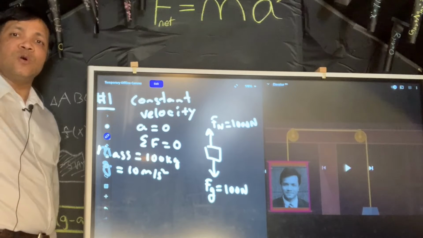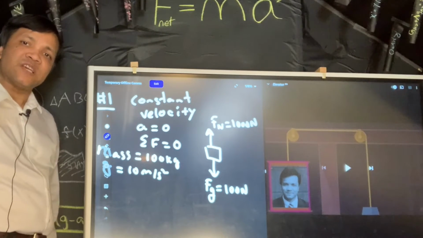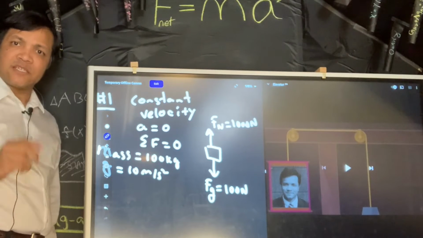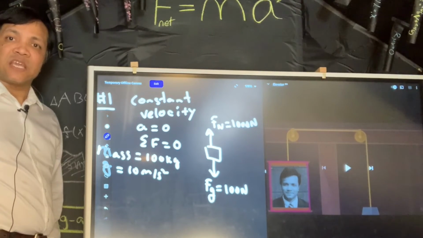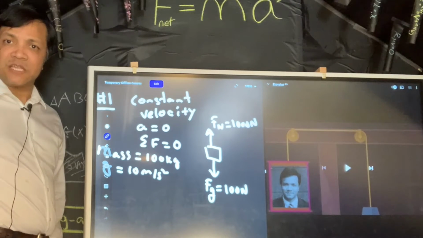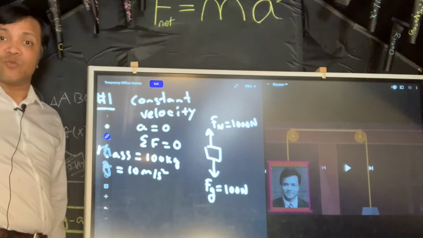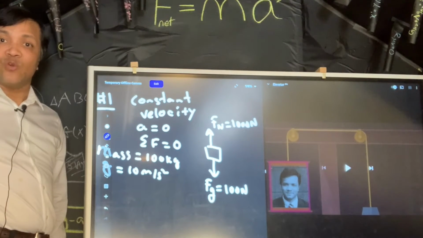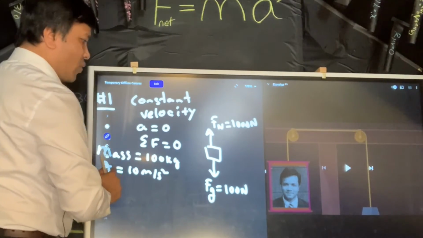And as you know, the scale always reads the normal force, so the scale in this case would read 1000 Newtons. What is 1000 Newtons in kilograms? 1000 Newtons in kilograms is 100 kilograms. So the scale will read 100 kilograms. The person is 100 kilograms, the scale will read 100 kilograms, so the person won't feel heavier or lighter. End of the case. Scenario number 1 is pretty easy.